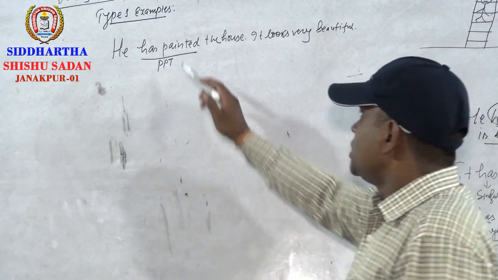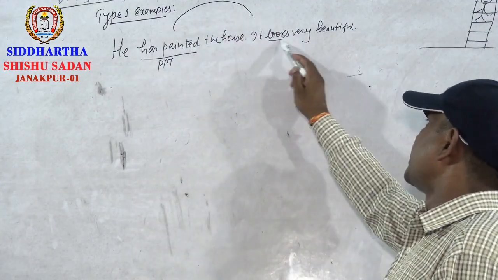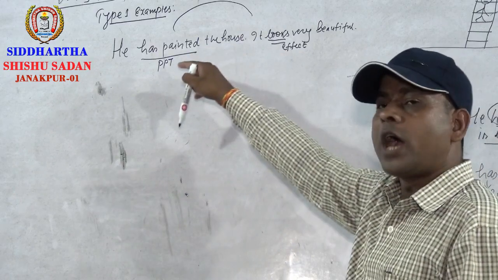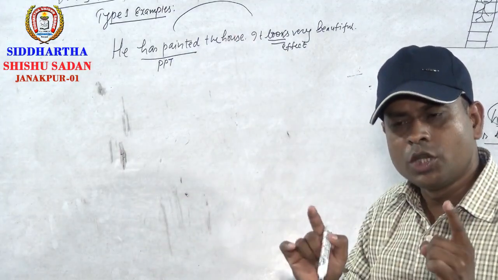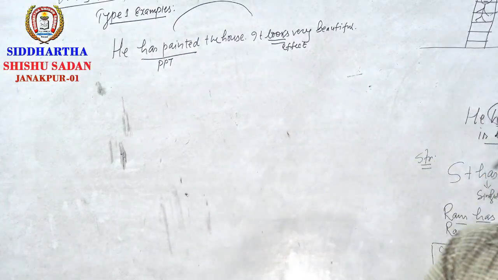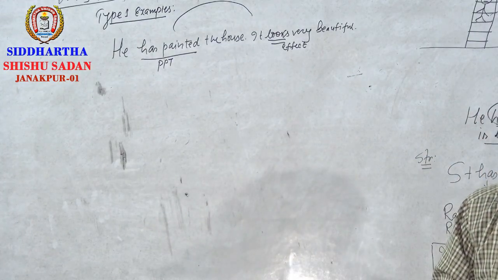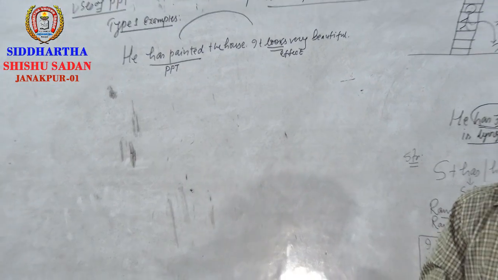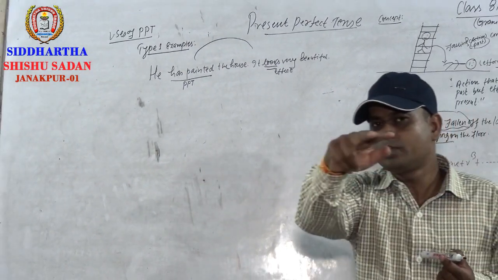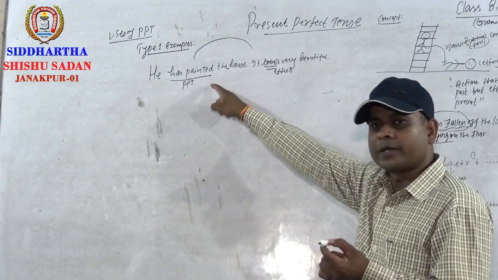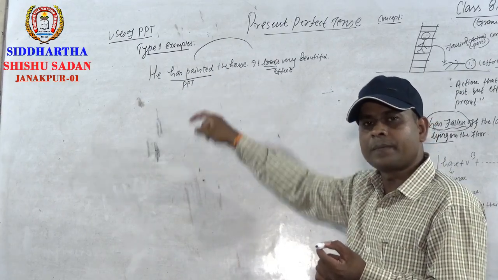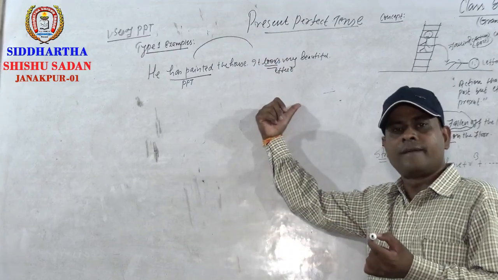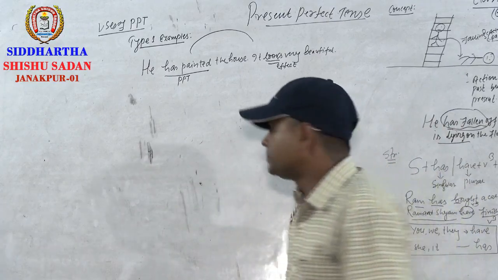Because its effect is here. See here. It's the effect of the work. Dear students, if we have an effect at present of any action, if the effect of any work is seen in the present, the work is to be in present perfect tense. That's why present perfect tense is over here. Because its effect is here. Its result is there.